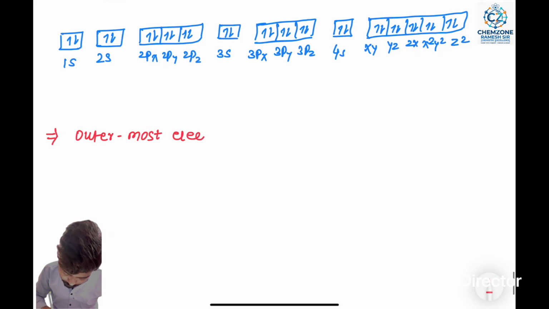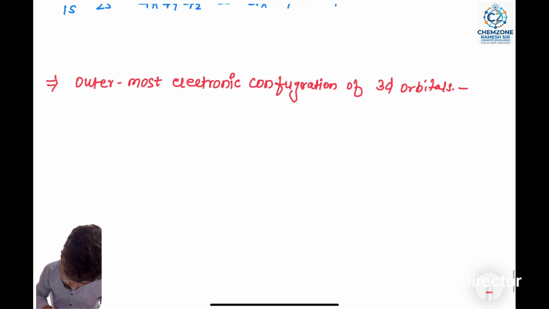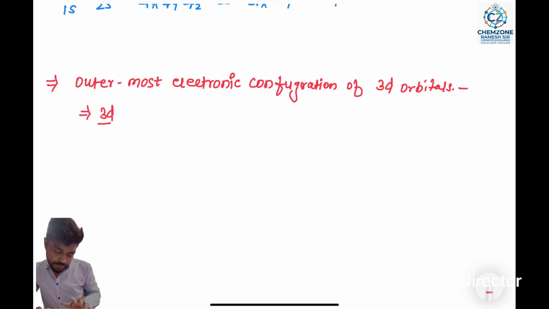Okay, so I mention the outermost electronic configurations of 3D orbitals. Okay, that is the outermost electronic configuration of 3D orbitals. That is a short form. Okay, that is the short form of our electronic configurations for 3D. Okay, so first one is your scandium.